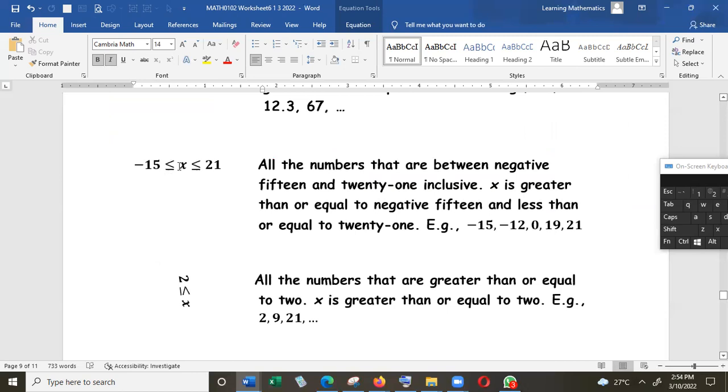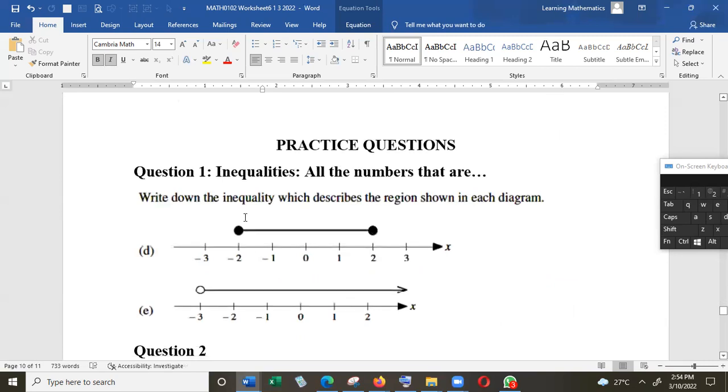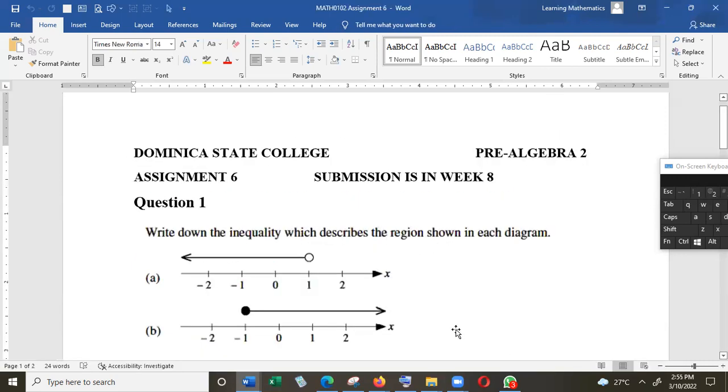Again, you may see that. You will say X is greater than or equal to negative 15. X is less than or equal to 21. All the numbers that are between minus 15 and 21. Numbers like negative 12, 0, 1, 8, and so forth. Here, X is greater than or equal to 2. All the numbers that are greater than or equal to 2. Whenever you see this symbol, the inequality sign, bear that in mind. So here we are going to apply this now to assignment 6, starting with number 1.